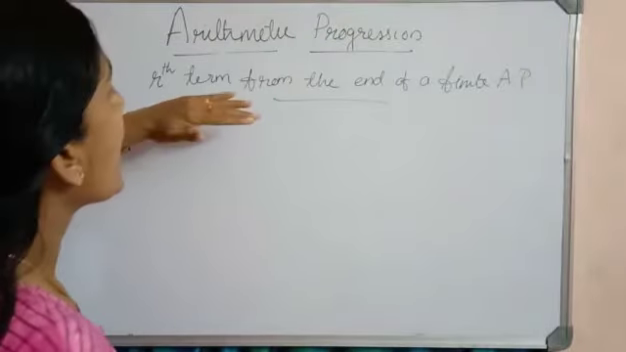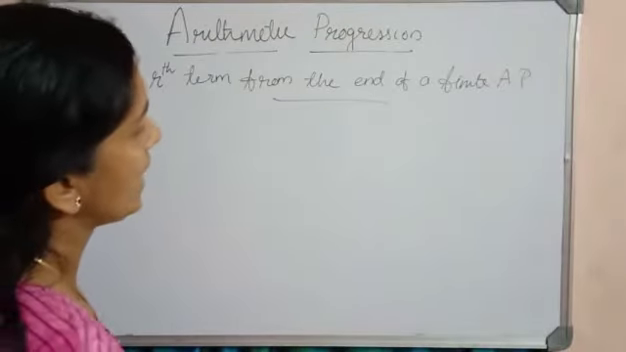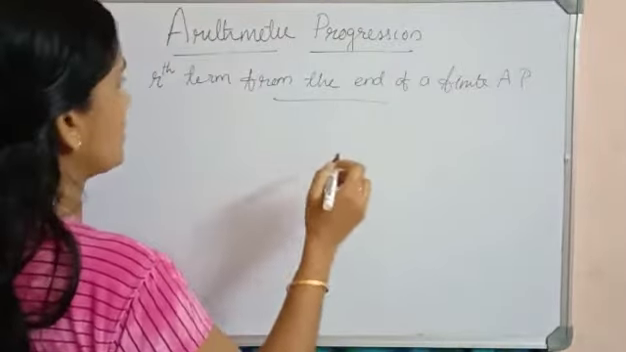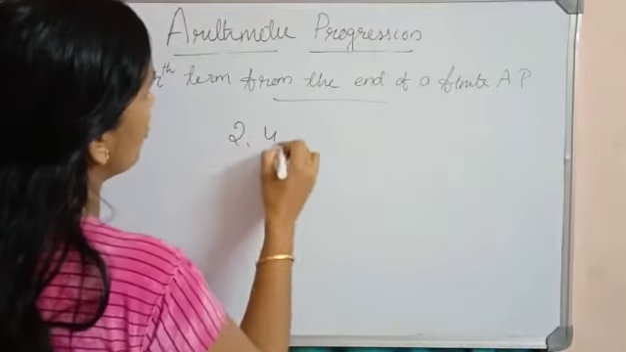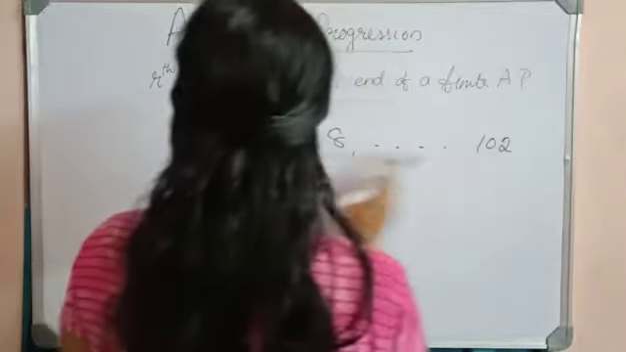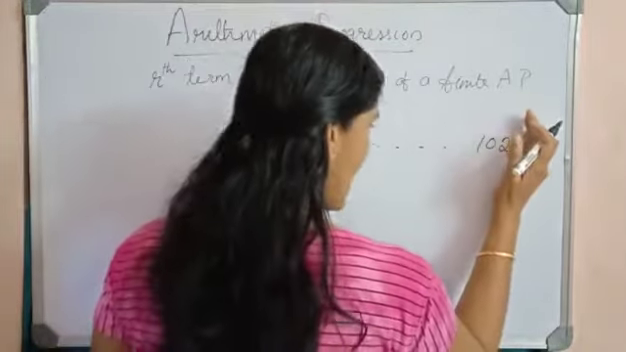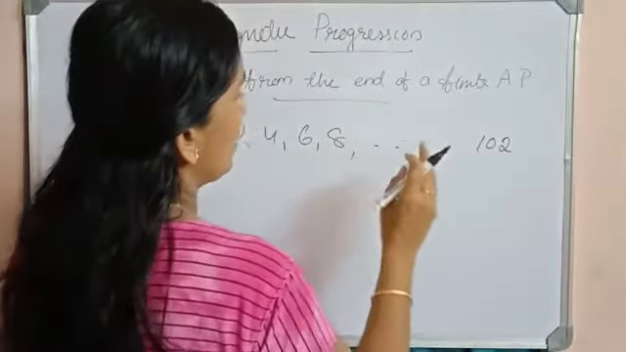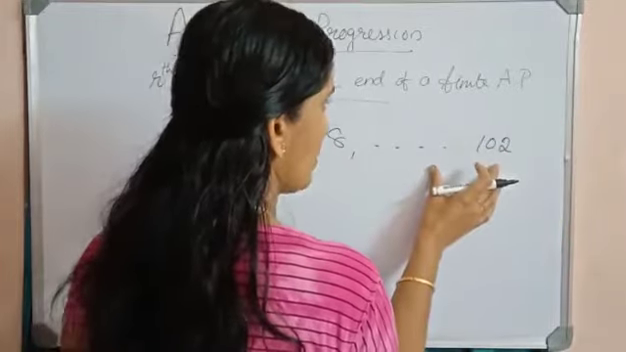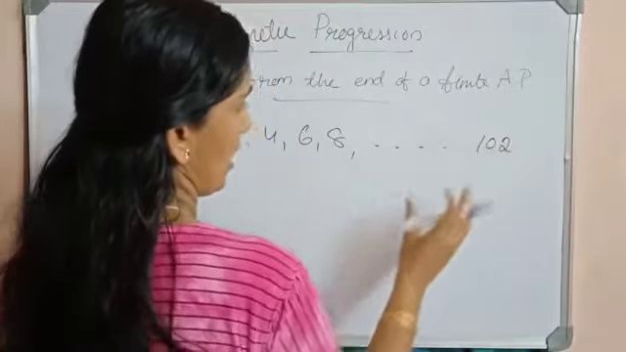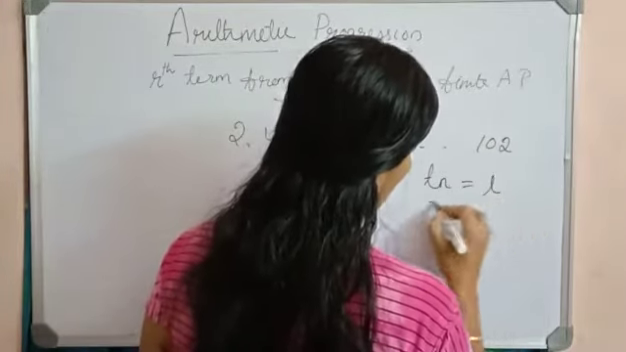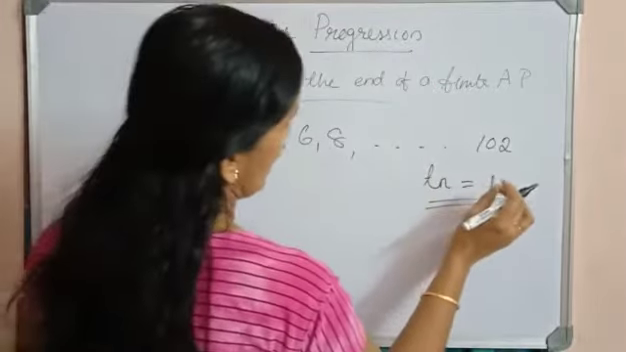Now let's find the rth term from the end of a finite AP. If there is a countable number of terms in an AP, that is called a finite AP. Look at that, 2, 4, 6, 8, etc. If the last term is given as 102, then this is a finite AP. That means there is a last term for the given AP. When there is an infinite number of terms in an AP, that is called an infinite AP. Here, this is a finite AP and the last term is given as 102. Usually the last term is represented by Tn, and this can also be represented by the letter L.